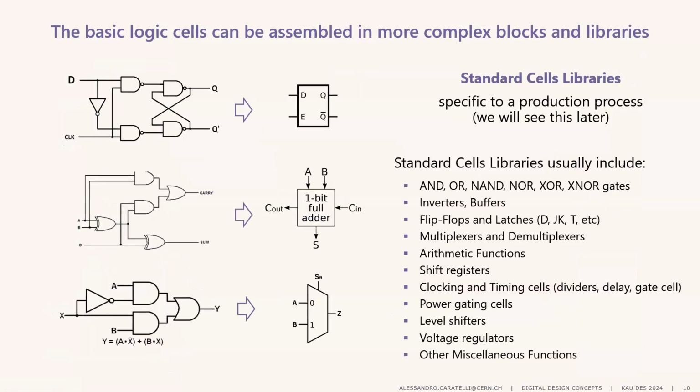Now these basic logic cells can be assembled into something a bit more complex, some more complex blocks and even libraries. For instance, here, assembling in this way, I created a latch, or assembling these digital cells in the other way, you can create an adder or a multiplexer and much more. Generally, when you do design, at least in ASICs, you have what we call standard cell libraries, which include a lot of these elements already pre-designed and characterized. Generally, the standard cell libraries include all the basic functionalities like AND, OR, NOR, and so on, inverters, buffers, also flip-flops, latches, multiplexers, but also arithmetic functions, shift registers, clock and timing cells, as well as power gating cells, voltage regulators, and many other cells to form a library.